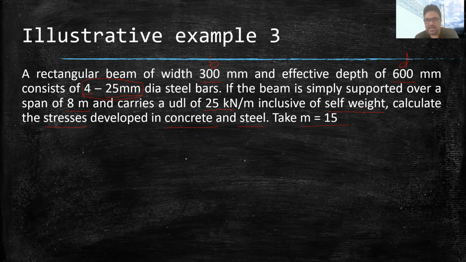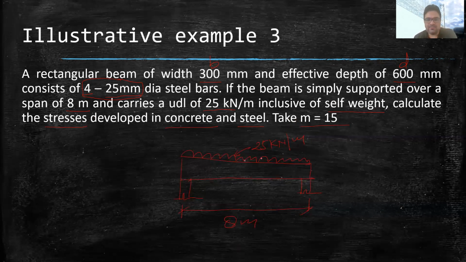So if I make the diagram, the beam is like this, and it is simply supported, and the effective span of the beam is given as 8 meter, and it is carrying a UDL, and the UDL is 25 kilonewton per meter, which is including the self weight. And if I cut the cross section of this beam, it will look like this.